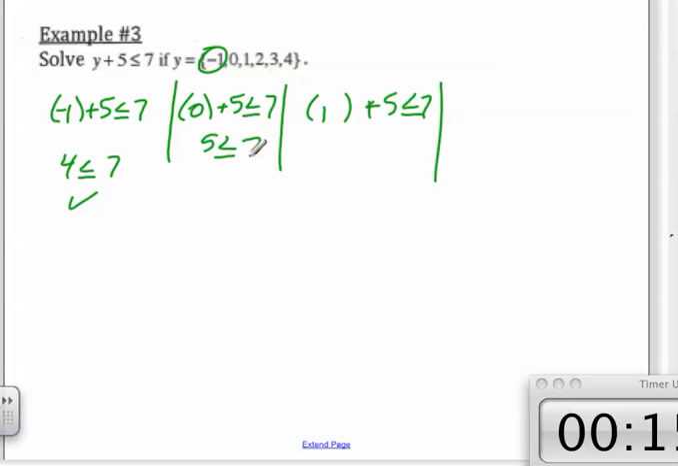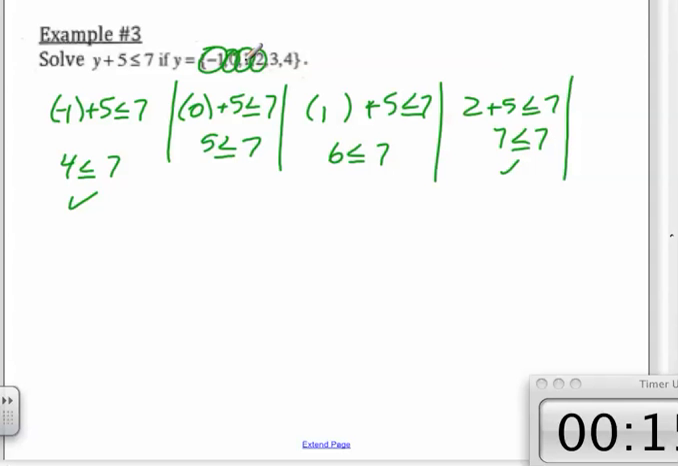0 plus 5 is 5, which is less than or equal to 7. Is that true? Yes. Good, so 0 works. 1 plus 5 is 6, which is less than or equal to 7. That works, right? Yes. Okay, so 1 works. What about 2? 2 plus 5 is 7, less than or equal to 7. Is that true? Yeah, because 7 is less than or equal to 7. All right, so that one's true.